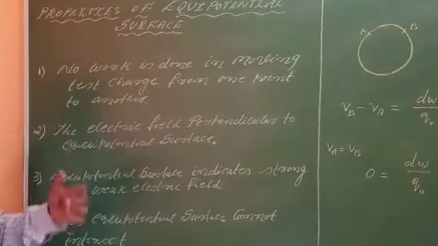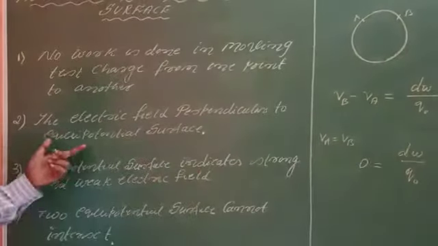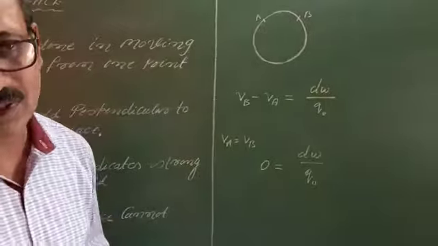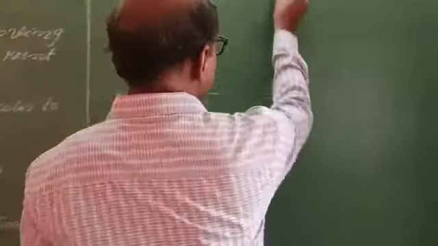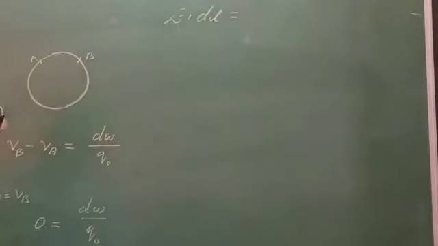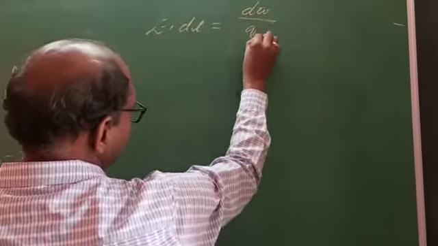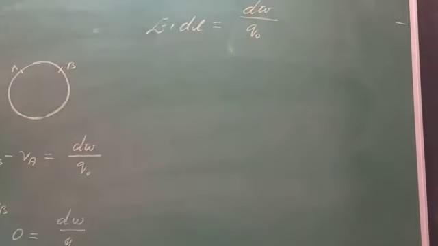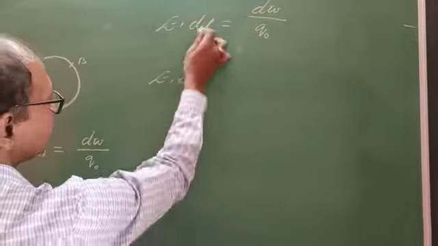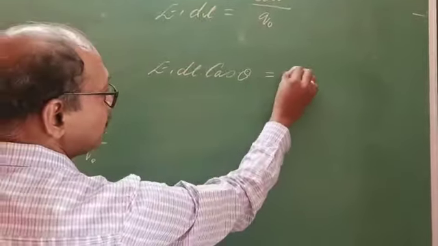And let us consider the second point here: the electric field is perpendicular to the equipotential surface. You already know that E into dl is equal to dW divided by Q naught. Just I will write it as E into dl cos theta, that is equal to 0.